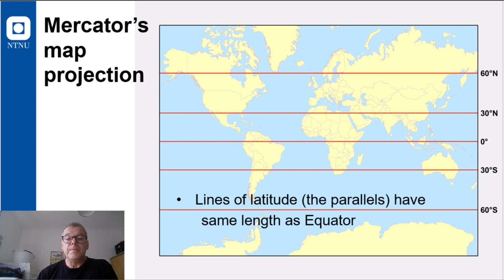One of the reasons why is that the lines of latitude, the parallels, the lines parallel to the equator, have the same length as the equator. And this is not true. The farther north you come, for instance 30 degrees north, 60 degrees north, these lines of latitude should be shorter than the equator. The more north, the shorter the lines of latitude. Also towards the south, the further south you come, the lines of latitude become shorter. But in Mercator map projections, they're all the same length.